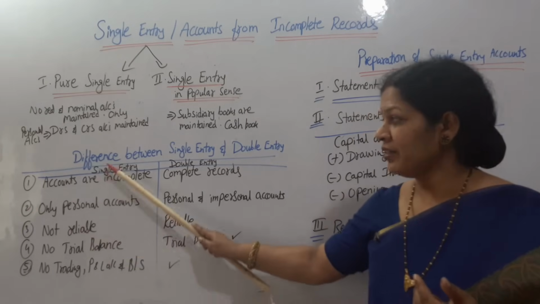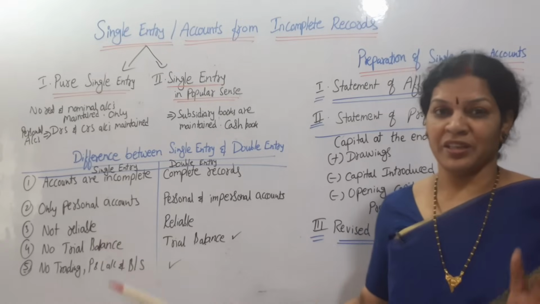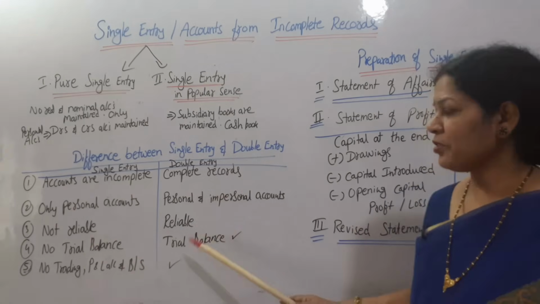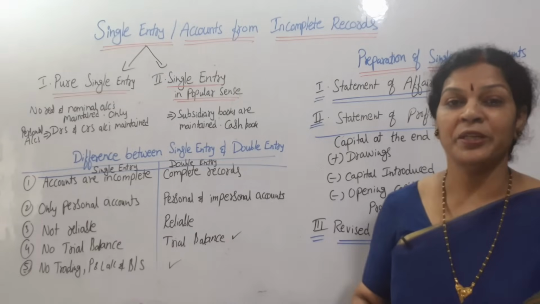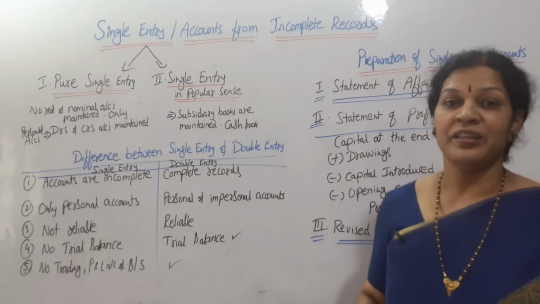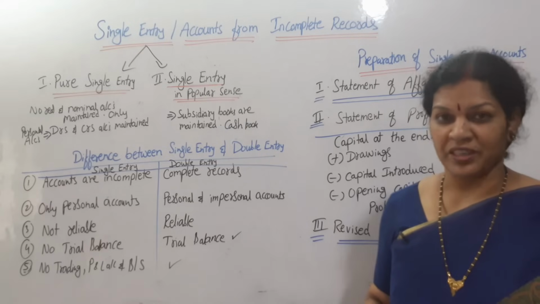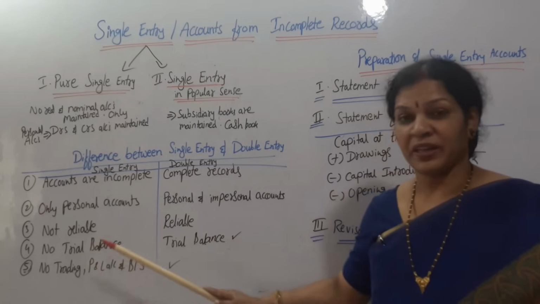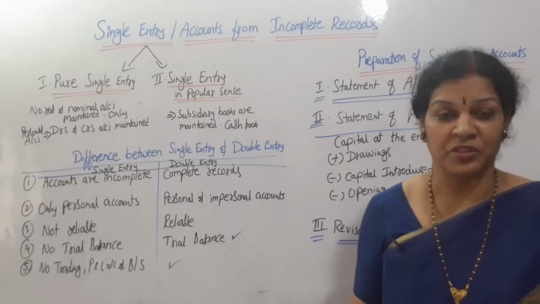The third one is that single entry is not much reliable compared to the double entry system. Double entry is always reliable because we have the complete picture, complete information, we can work out anything, and it is 100% reliable, you can say. And the next one is that in single entry system, we don't prepare a trial balance because there is no information.